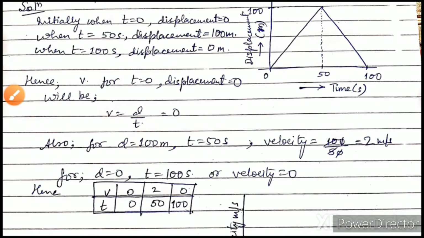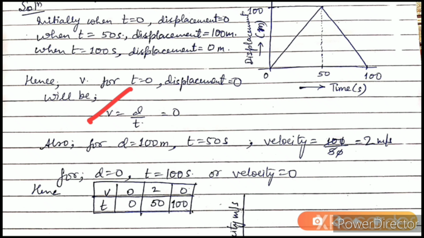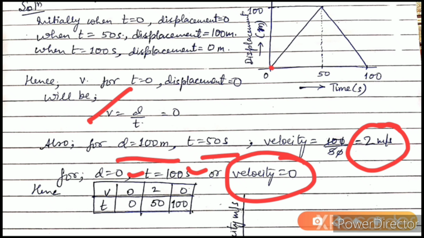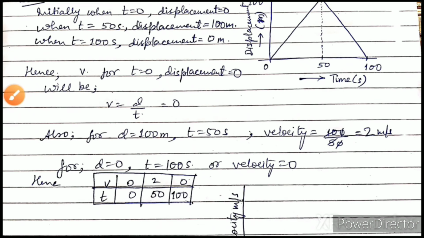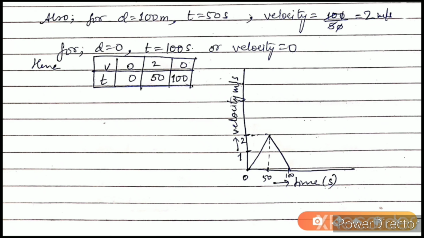Now here we know the formula velocity is equal to distance traveled by time taken. Substitute the values, velocity will be 0 initially. Then for the distance of 100 meter, time is 50 seconds. Substitute the value, velocity will become 2 meter per second. Now if the time is 100 second, displacement is 0, so velocity will become 0. So here are the points, and we can easily plot the points like this.